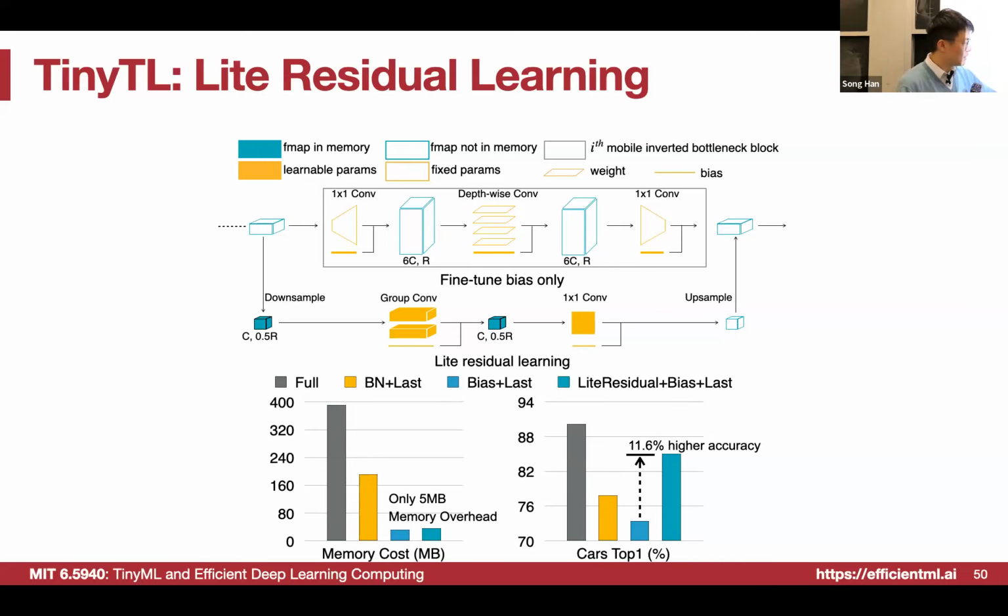You see here, only 5 megabytes of memory overhead compared with like 400, and it improves the accuracy by like 11%, which is pretty significant. Adding a little bit of extra capacity by introducing this residual branch drastically improves the accuracy with little memory cost.